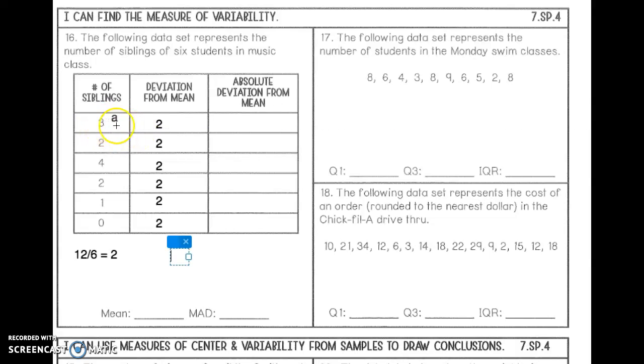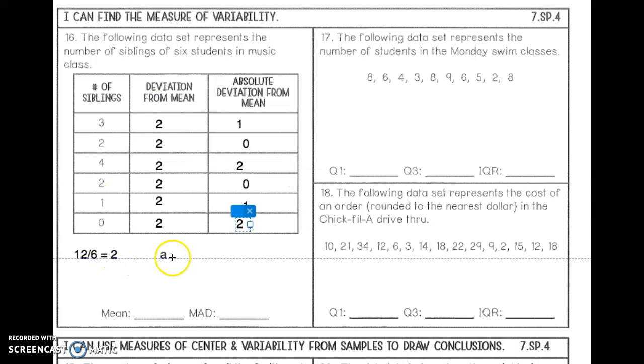So how far away from 2 is 3? Well, remember when we're talking distance, all these have to be positive. So 2 and 2, that'd be 0. 4 and 2, those are 2 away from each other. 2 and 2 again, there's 0. 1 and 2, it's 1 away from each other. Now remember, let me say this again. Distance has to be a positive number, so basically you're taking the absolute value. 0 to 2, those are 2 away.